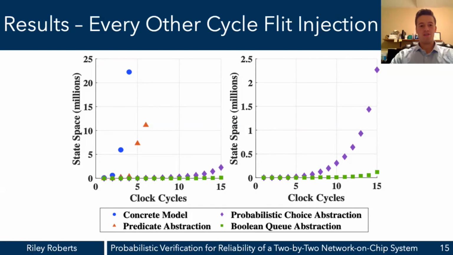Under this load, we can see that the concrete model exhibits very fast state growth, reaching upwards of 20 million states after only 4 clock cycles. The probabilistic choice abstraction is the first abstraction that significantly lowers the rate of state growth, and then applying the additional Boolean Q abstraction lowers this even further.